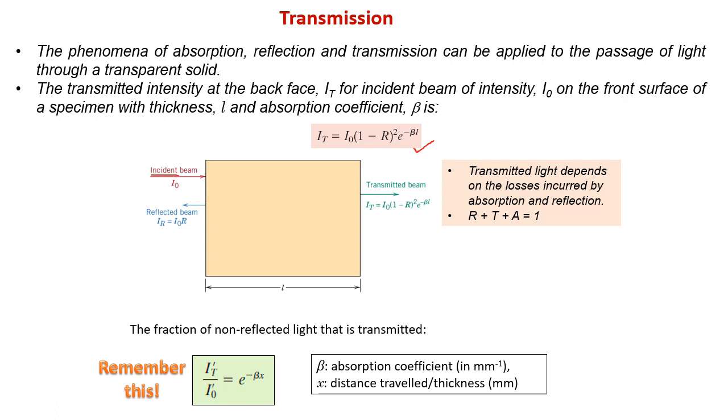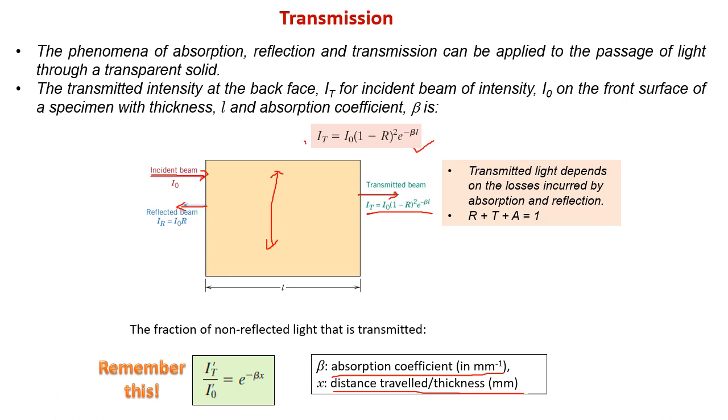We have in here an incident beam, and some of the beam may be reflected, some of the beam may be absorbed, and only some of the beam will be transmitted. The transmitted beam can be calculated by using this formula. IT equals I0 multiplied by (1 minus R) squared, times exponent negative beta L, where beta is the absorption coefficient, and x is the distance traveled.